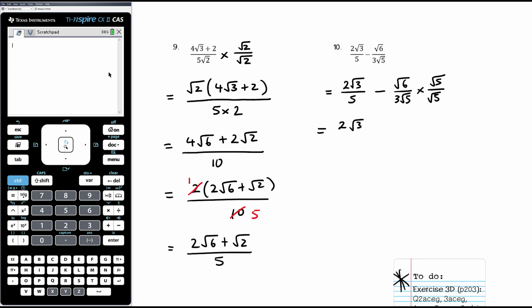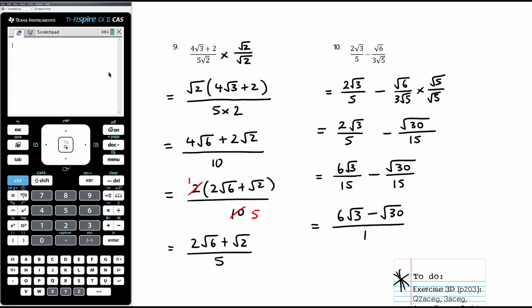So 2 root 3 over 5 minus, now the rationalising in the second term, root 6 times root 5 on the numerator, so that's root 30 over 3 times root 5 times root 5, so that's 3 times 5, which is 15. Now we get a common denominator, which will be 15. So the first fraction, to make that denominator 15, we need to multiply by 3. We multiply both the numerator and the denominator by 3, so that we're only multiplying by 1. So we get 6 root 3 over 15 minus root 30 over 15. We've got that common denominator, so we can combine them together: 6 root 3 minus root 30, all over 15.